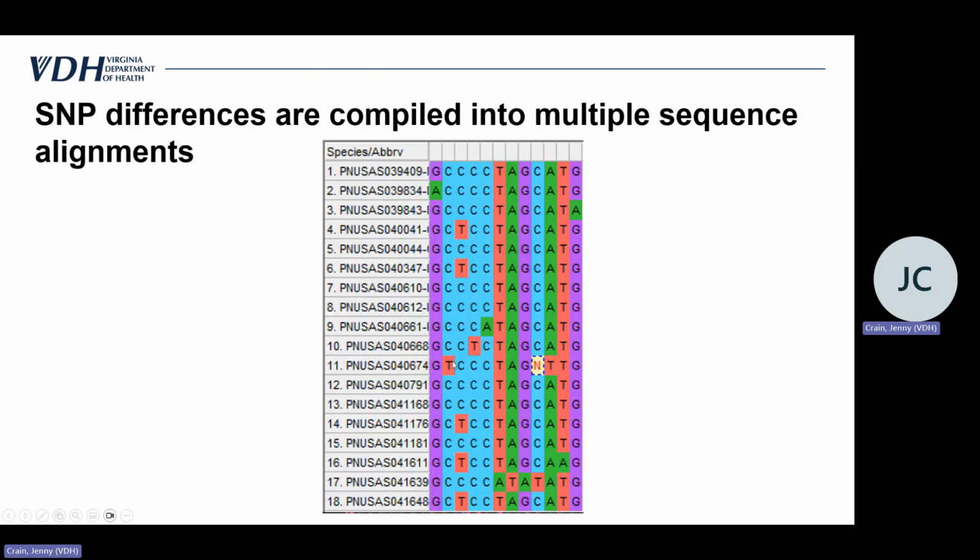And then this slide shows you what a multi-sequence alignment would look like. So this is where a bioinformatician may be comparing all of these sequences side by side, and where you can see it's a little bit easier to see when there is a single nucleotide polymorphism change.